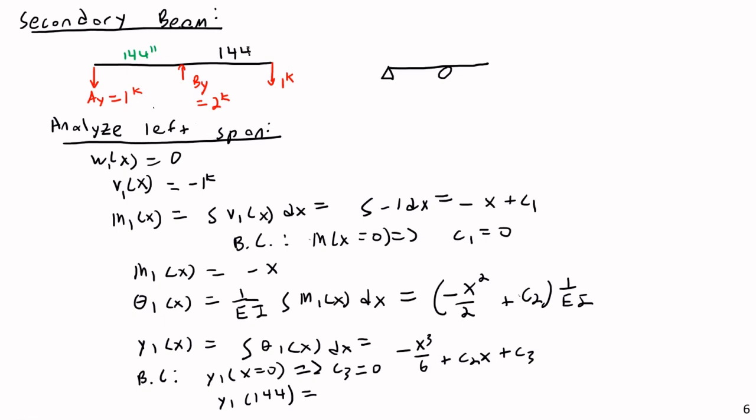And notice I am just doing this all in inches instead of feet to avoid later conversions between feet and inches. And y1 of 144, again, I do know this is equal to 0. If you substitute in, let's go ahead and solve for this: 0 equals negative 144 to the third over 6 plus C2 times 144.